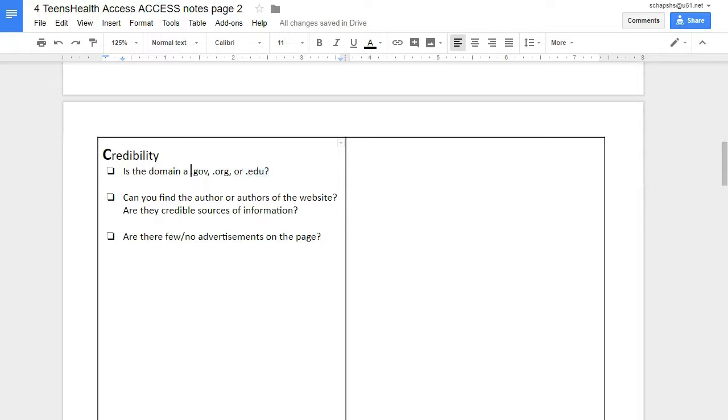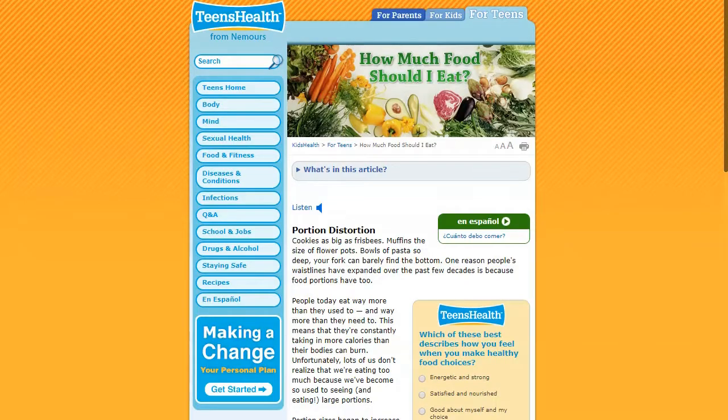All three of these have a reputation to uphold. They don't want to be known for giving out incorrect information, so they check very carefully before they publish things to the web. This is an easy item to check for. To see if the web address is a .gov, .org, or .edu, you just need to look at the address of the website. So this is a .org, which means it's run by an organization.